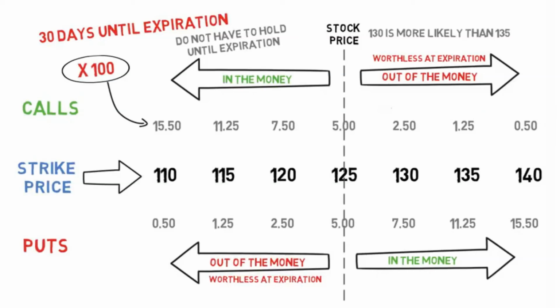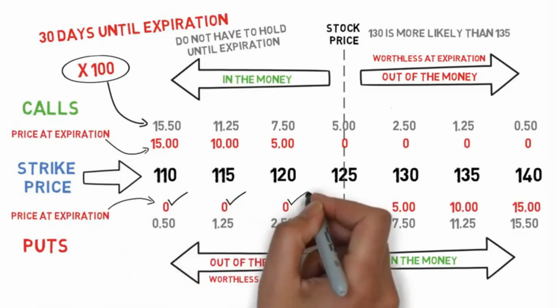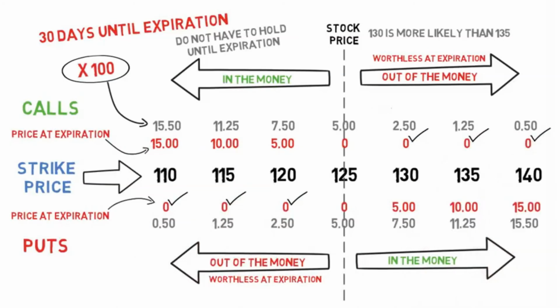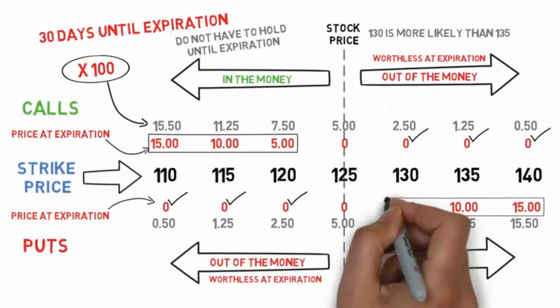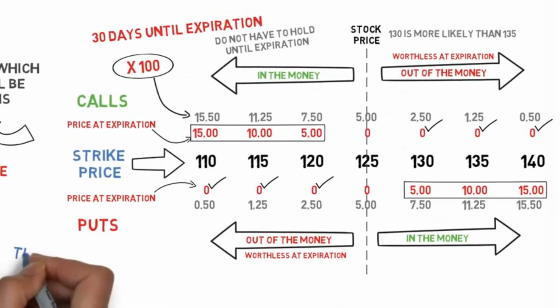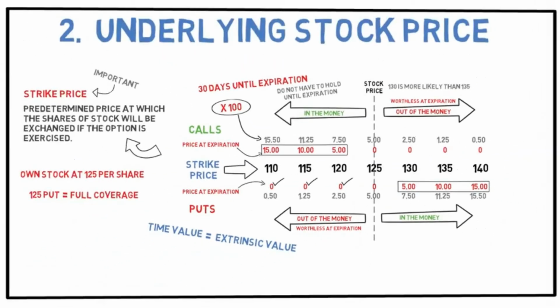Now, you see the prices of these options with 30 days left until expiration. Let's take a look at what these option prices will look like with 0 days left. You can see all out-of-the-money options are worthless, and the in-the-money options are worth the difference between the stock and the strike price. This is because since there is no time left, there is no time value left on these options. This is also referred to as extrinsic value.